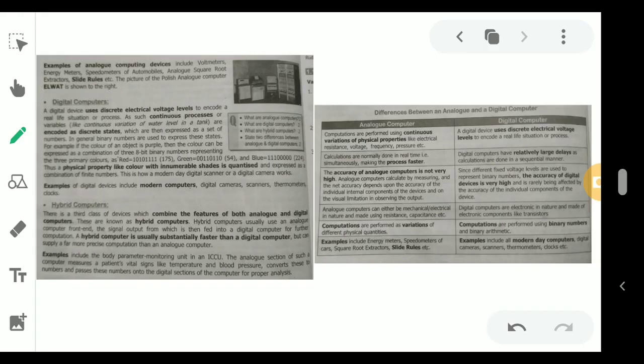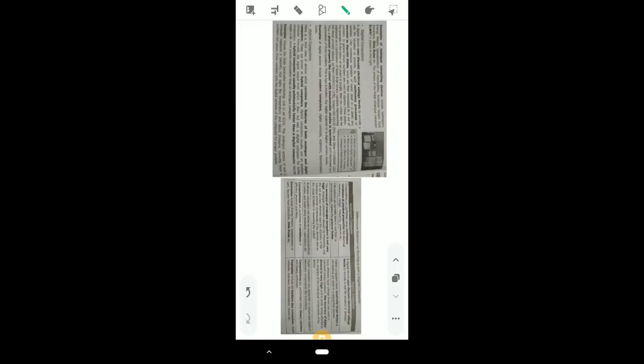The analog section of such a computer measures the patient's vital signals like temperature and blood pressure, converts these to numbers, and passes these numbers into the digital section of the computer for proper analysis. Now we will talk about the difference between analog computer and digital computer, which is a very important question. What are actually the differences between these two?